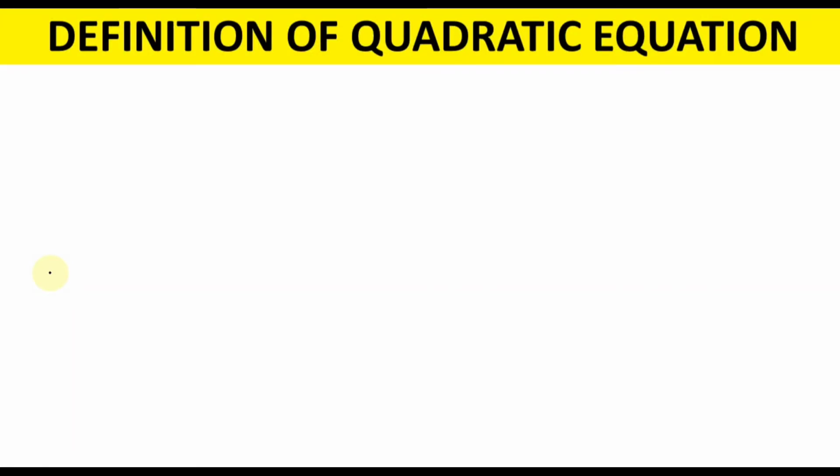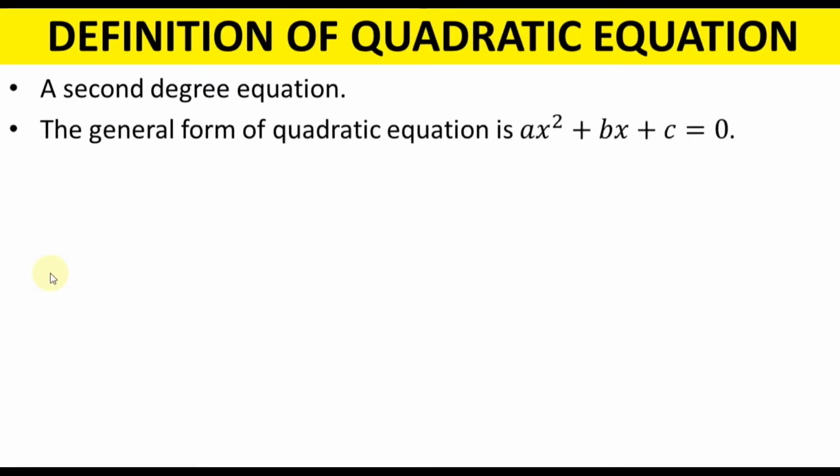So when we say quadratic equation, ito yung definition ng quadratic equation. Una, it is a second degree equation. Paano natin masasabi na second degree equation? Kasi yung exponent ng quadratic equation is 2. Tandaan, yung exponent ng quadratic equation is 2. And the general form of quadratic equation is ito, ax squared plus bx plus c equals 0. Ito yung degree ninyo. Exponent is 2. So that we can identify if it is quadratic equation.